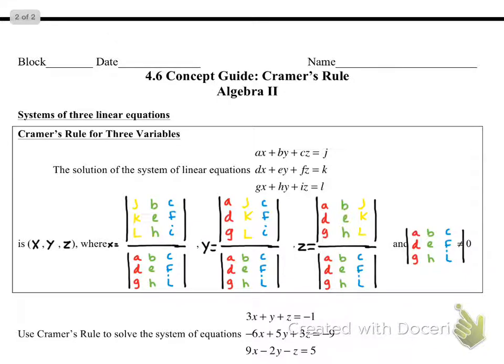When solving for x, you replace the x column with JKL, what the equations equal. When solving for y, you replace the y column in the numerator with JKL, what the 3 equations equal. And for z, you replace the z column in the numerator with JKL, what the 3 equations equal. And again, the denominator cannot equal 0.